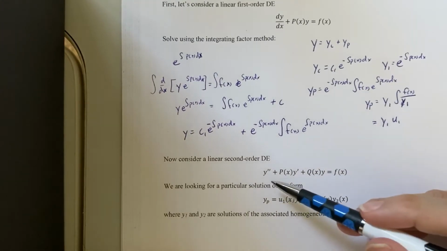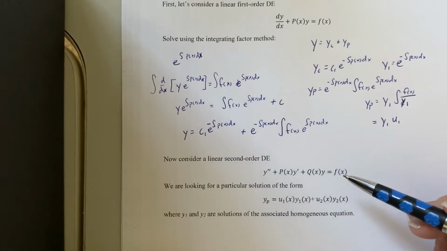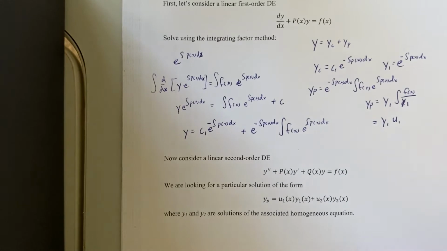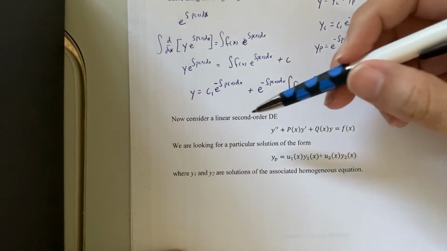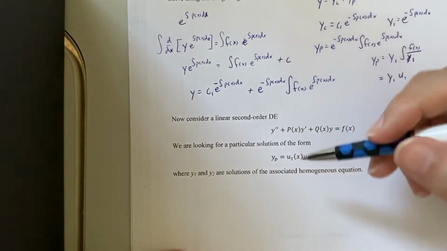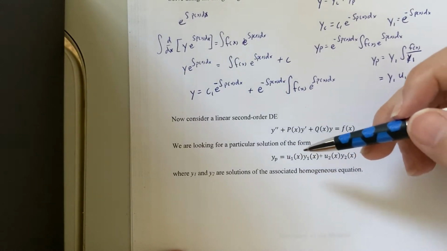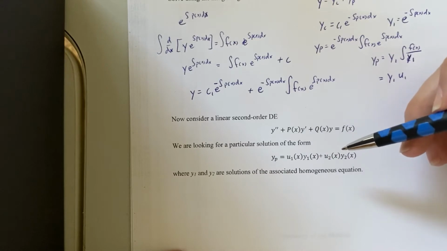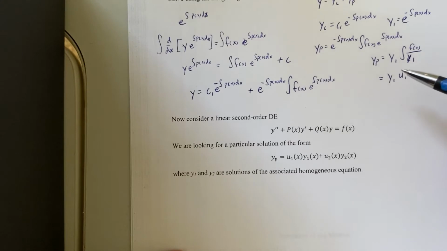So say we get y double prime plus p of x y prime plus q of x y equals f of x, where p and q are just some functions of x. And so here we have a second order differential equation. Well, our solution to this for the particular part would just be y sub p is equal to u sub 1 of x times y sub 1 of x plus u sub 2 of x times y sub 2 of x. And we can derive that from right here, where y sub 1, u sub 1 are just two functions of x. I could write this y sub 1 of x times u sub 1 of x.